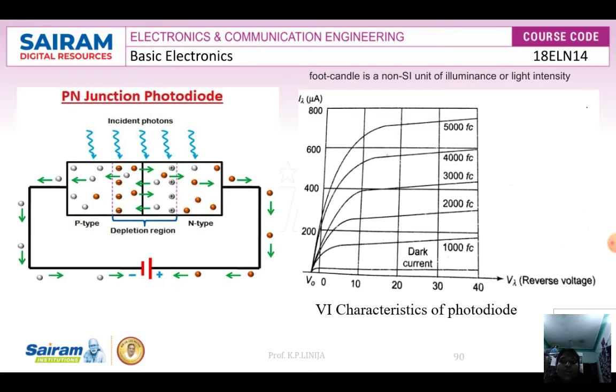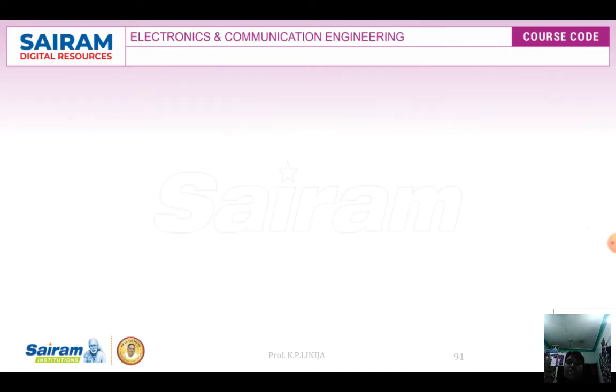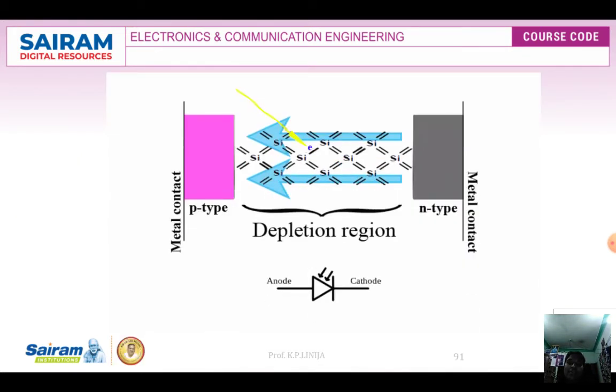Now coming to the application of this photodiode. What will be the application of a photodiode? A photodiode will act as a reversible variable resistance device. We can say this photodiode is a variable resistance device. Then its light intensity will be measured in meters, and it is also applicable for alarm systems.